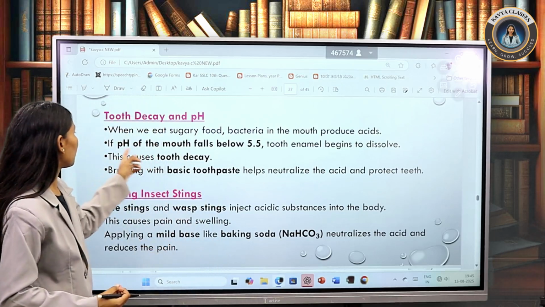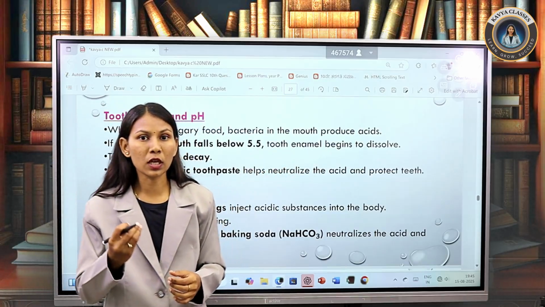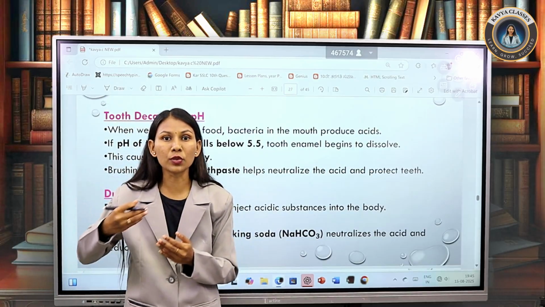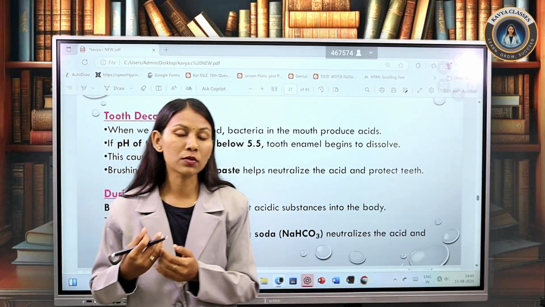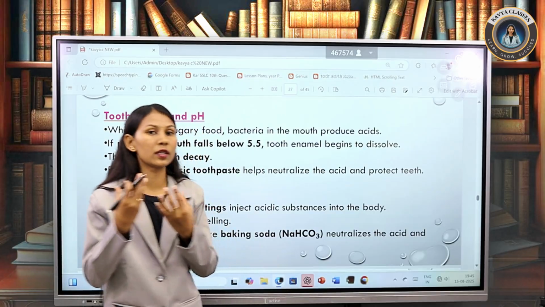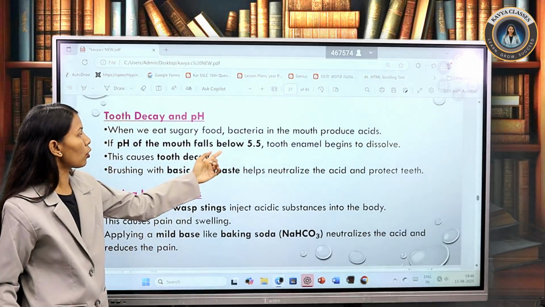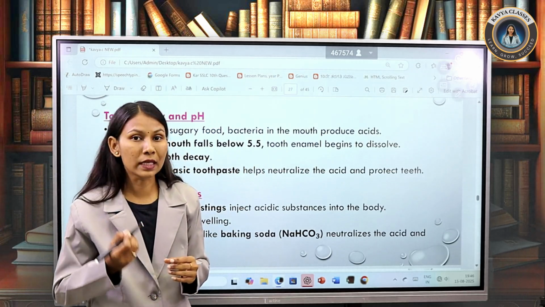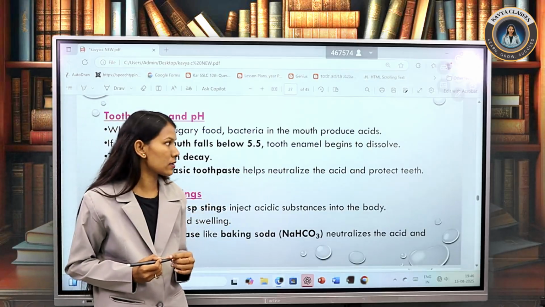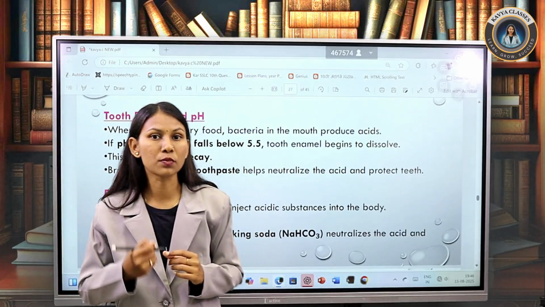What happens if the pH of the mouth falls below 5.5? Tooth enamel begins to dissolve. Tooth enamel is the solid material present in the teeth. So it starts to decay, or it starts to dissolve. That is why tooth decay occurs. Brushing with basic toothpaste helps neutralize the acid and protect the teeth. That is why doctors advise us to brush our teeth properly.